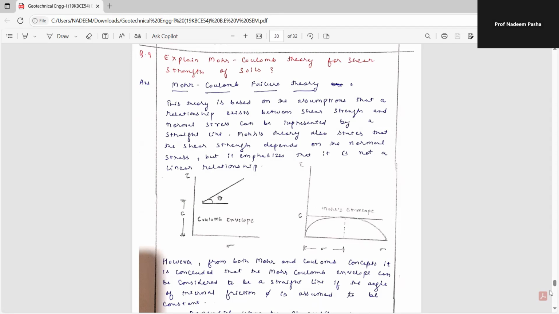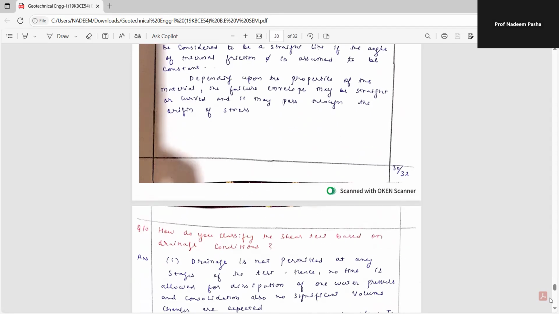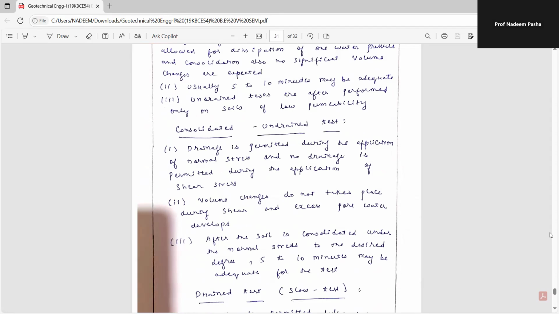So what is Mohr-Coulomb's failure theory? It is in this way: Coulomb's envelope, Mohr's envelope. This is c. However, from both Mohr and Coulomb's concepts, it is concluded that the Mohr-Coulomb envelope can be considered to be a straight line if the angle of internal friction phi is assumed to be constant. Depending upon the properties of the material, the failure envelope may be straight or curved and it may pass through the origin of stress.